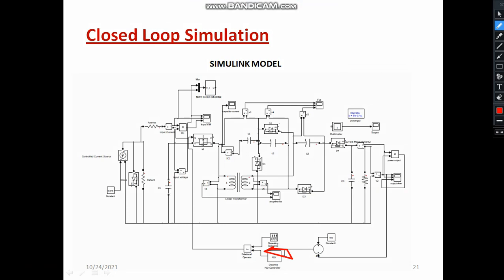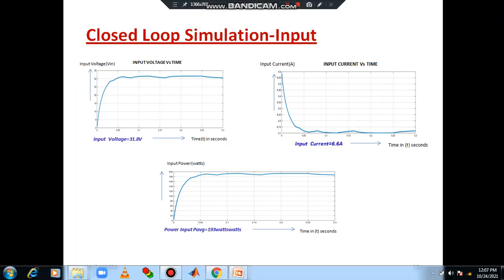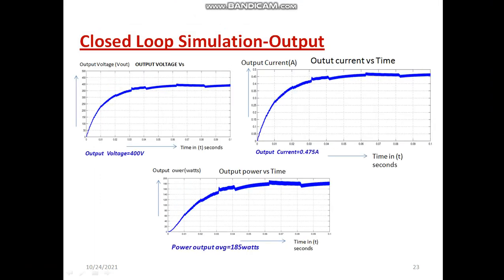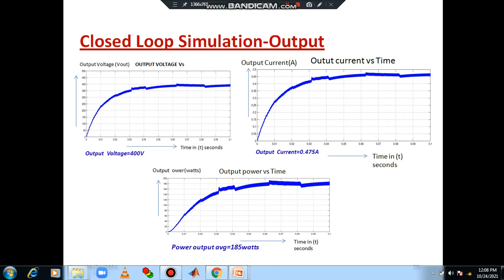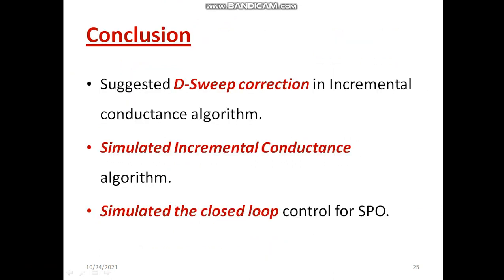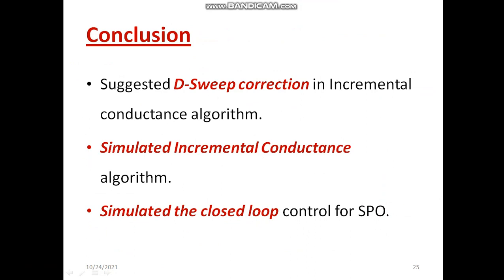Here also I obtained results, like an input voltage of 31.8 and an input current equal to 6.6. Then the input power is equal to 193 watts. Likewise, I computed the output voltage, which is 400 volts, and the output current is equal to 0.47, then the output power is equal to 185 watts. And the converter efficiency is equal to 95.85%. Here I simulated the entire system.